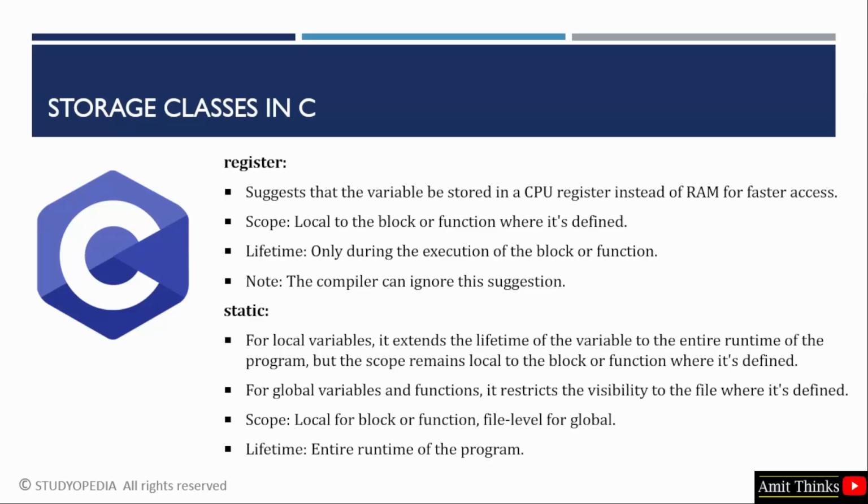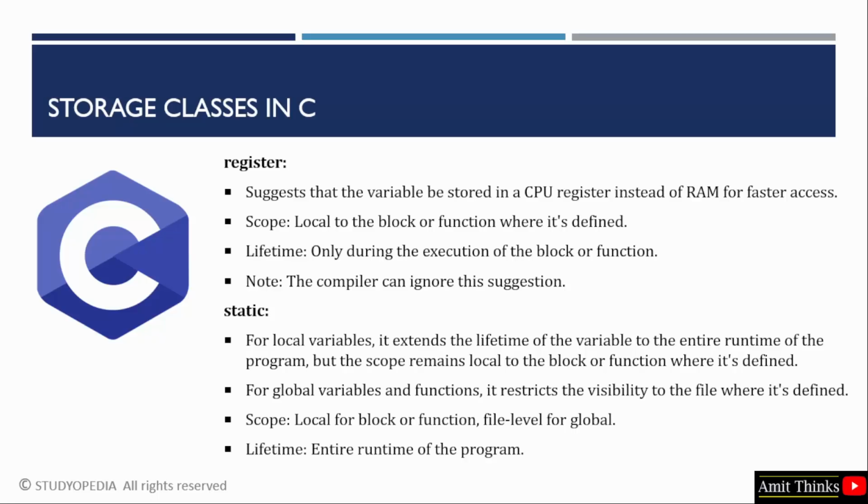Now let us see what the register storage class is. It is similar to auto but suggests to the compiler to store the variable in a register for faster access. The variables must be of type int, char, short, or their unsigned versions. The scope is local to the block or function where it's defined, and the lifetime is only during the execution of the block or function.